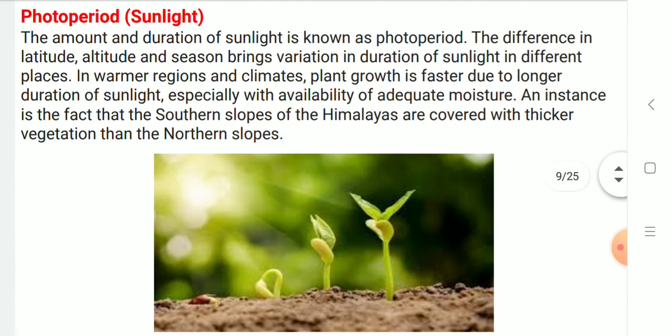Photoperiod. The amount and duration of sunlight is known as photoperiod. The difference in latitude, altitude and season brings variation in duration of sunlight in different places. In warmer regions and climate, plant growth is faster due to longer duration of sunlight, especially with availability of adequate moisture. An instance is the fact that southern slopes of the Himalayas are covered with thicker vegetation than the northern slopes.